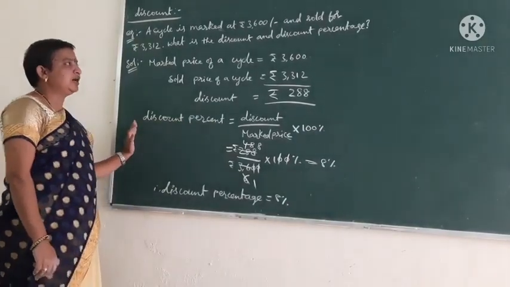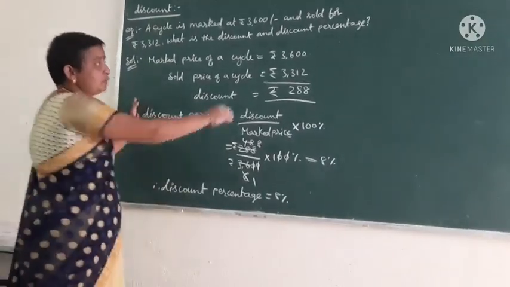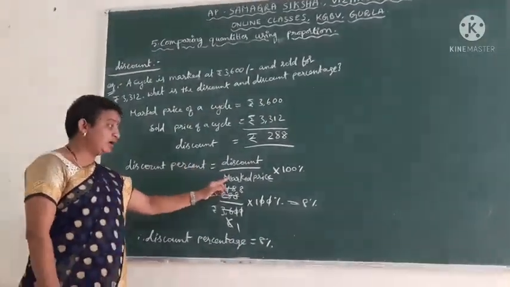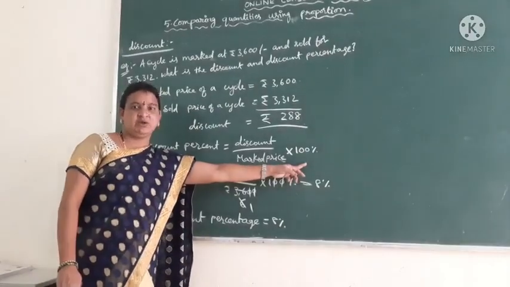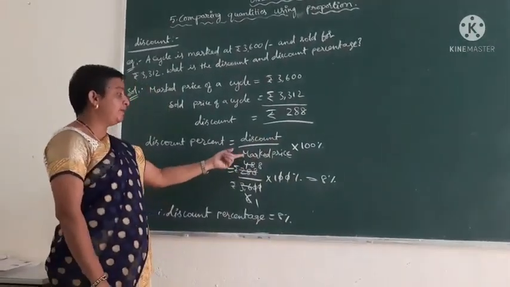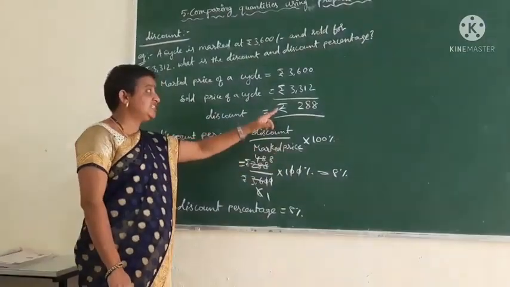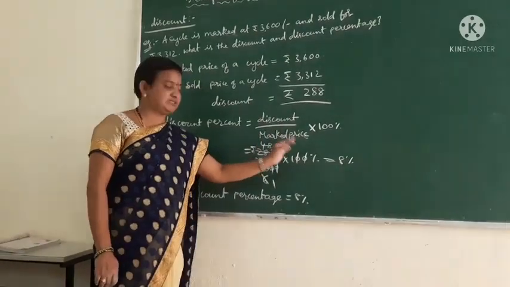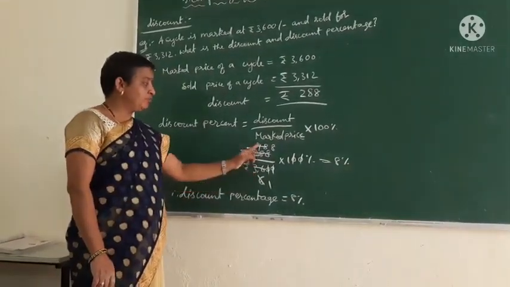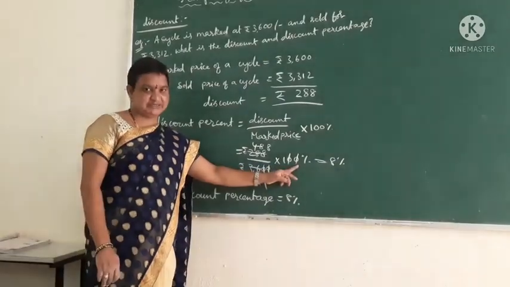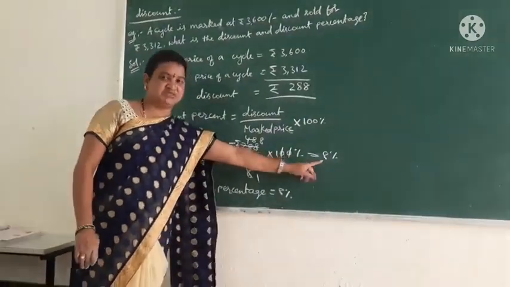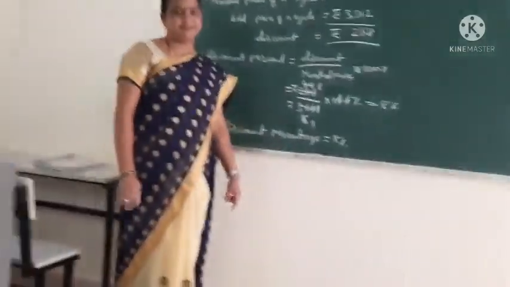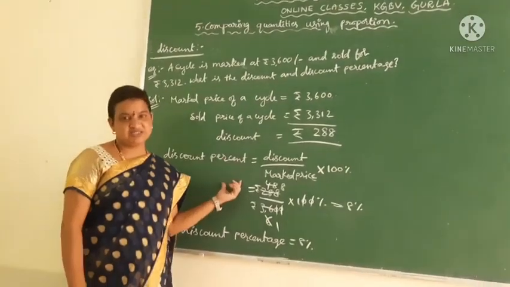Now we have to find the discount percentage. Discount percentage means discount by market price into 100%. We have to find the percentage on the market price because the discount is given on the market price. So discount 288 by market price 3,600 into 100%. If we simplify, we get 8%. So the discount percentage is 8%. Okay, children, do you understand?